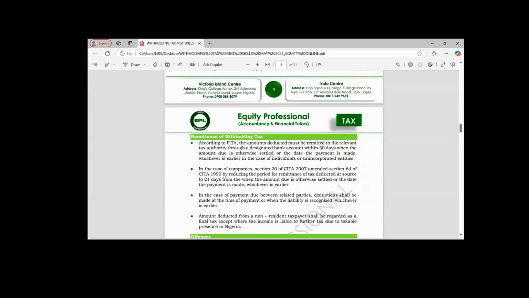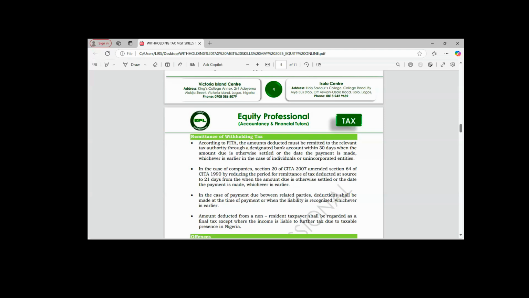So please, you and me, we are in paid employment. We cannot deduct withholding tax. You cannot tell your landlord that you want to remove his money. You are not an agent for deduction of withholding tax.